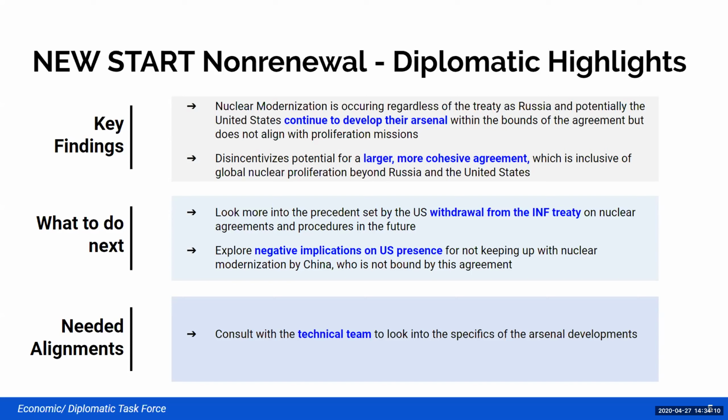And going forward, what to look into is that recently the US withdrew from the INF treaty. So we should look more into the reasoning behind that and the precedent that was set in terms of future nuclear agreements. And then also the negative implications for US presence of not keeping up with the nuclear modernization of China, which will be touched upon later in this presentation. And as for alignments going forward, we will consult with the technical team to look into more specifics of this arsenal development and modernization despite New START.